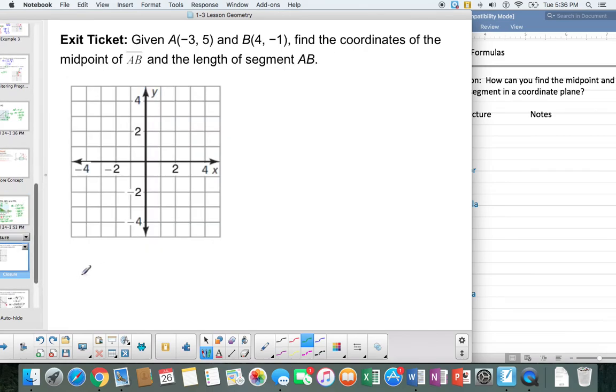Okay, our last problem. This is our exit ticket. Why don't you try this problem? Stop the screencast, get all of those answers, and then when you restart it, I will show you the answer.